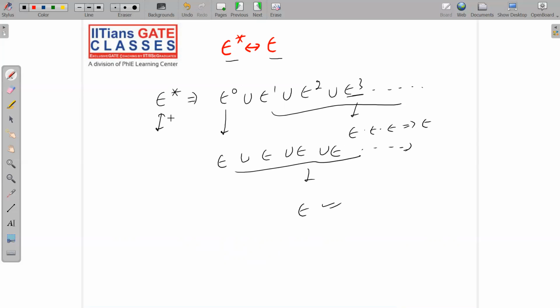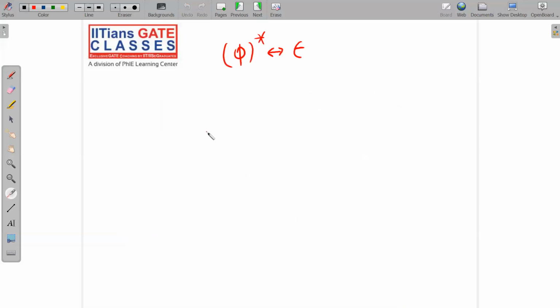So that means what? Null star is equivalent to null only. Null star represents which regular language? You will say null within brackets. Null star is a regular expression, this is for sure. This is equivalent to which regular expression? Null. Null star is representing which regular language? Null within brackets. Please note it down carefully.